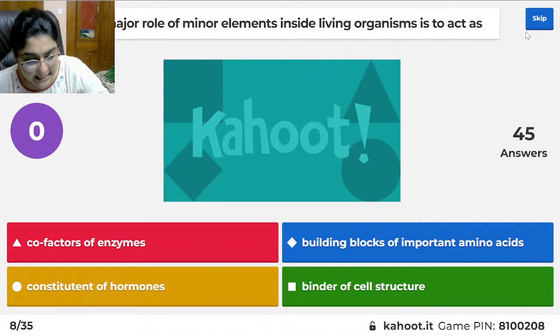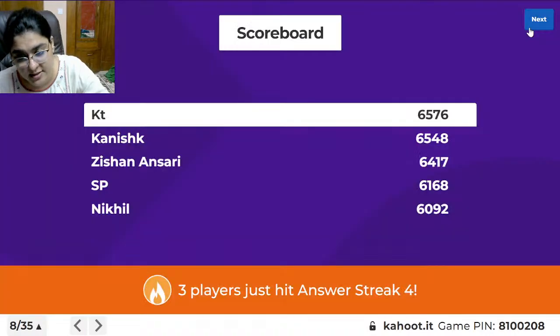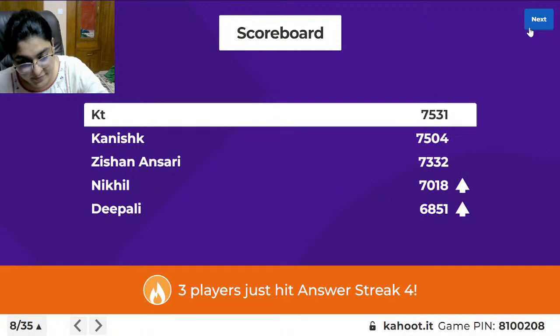The building blocks, binders, constituents, or cofactors. They're cofactors of enzymes. All right.